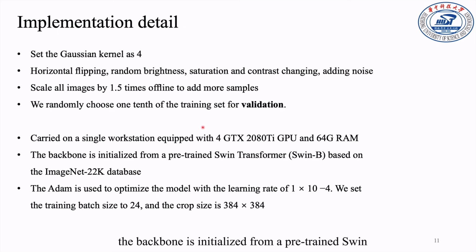The backbone is initialized from a pre-trained Swin Transformer based on the ImageNet-22K database. The rest of the layers are initialized by a Gaussian distribution, using the mean of 0 and the standard deviation of 0.01. The balance weight alpha is set as 10. Adam is used to optimize the model with the learning rate of 0.0001, and the weight decay is set to 0.0005. We set the training batch size to 24, and the crop size is 384 times 384.